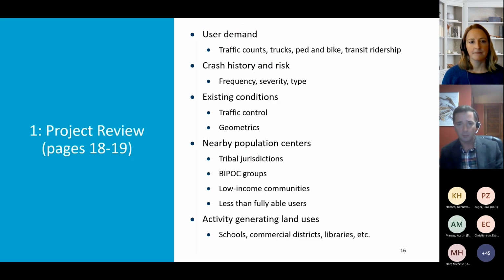Next slide, please. Here are the cliff notes. So it's looking at what are the mix of users that are out there. What is the crash history? Where are there frequency or severity of crashes that we ought to be looking at? What's the existing traffic control? What do the demographic trends tell us about the area? Where are the activities that generate a need along and across our project? Next slide.